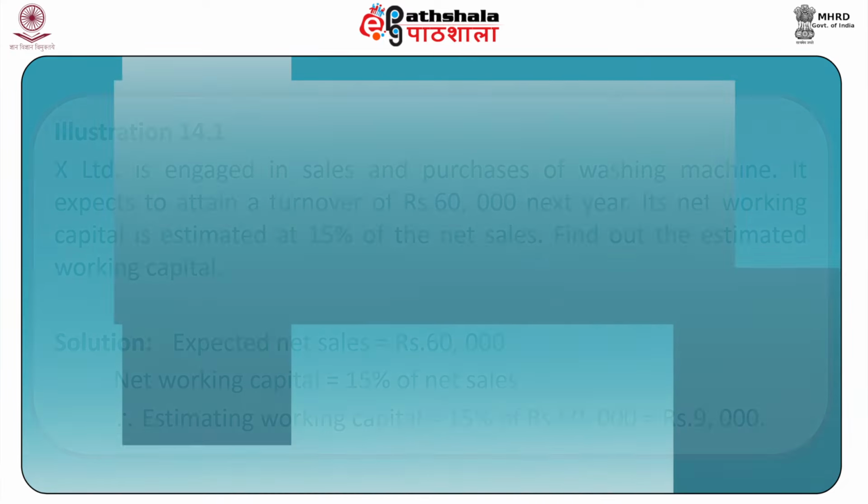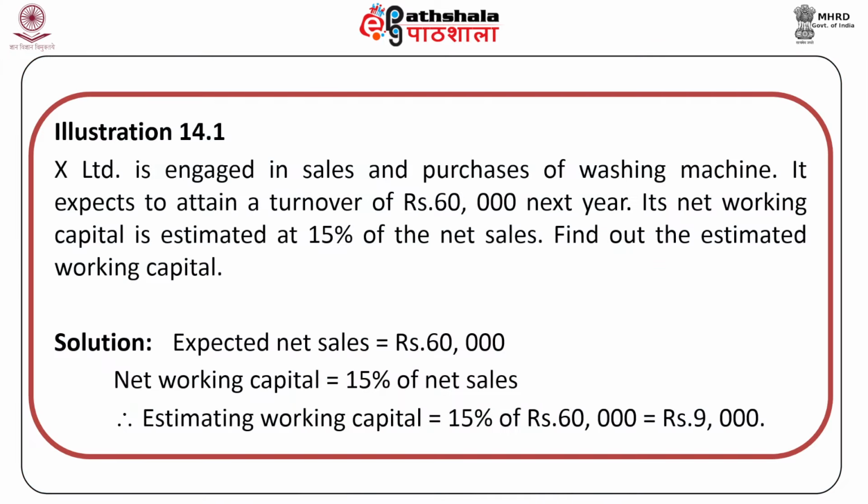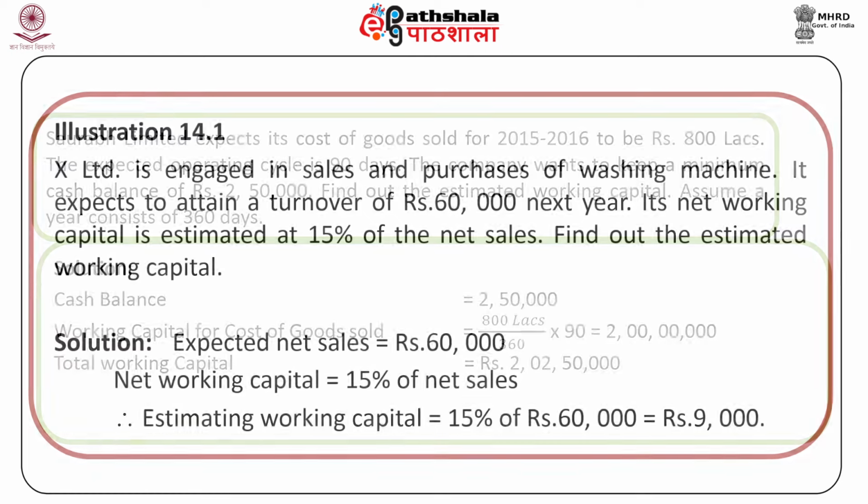Graded illustrations. Illustration 14.1. X Limited is engaged in sales and purchase of washing machines. It expects to attain a turnover of 60,000 next year. Its net working capital is estimated at 15% of the net sales. Find out the estimated working capital. Solution. Expected net sales is equal to 60,000. Net working capital is 15% of net sales. Therefore, estimated working capital is equal to 15% of 60,000, which comes to 9,000.